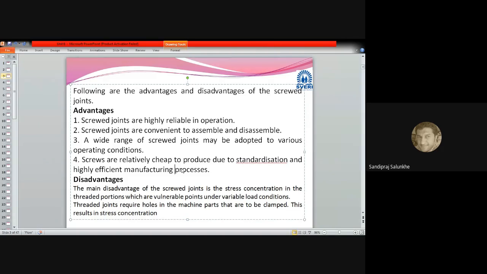That is the most important disadvantage of this threaded or bolted or screwed joint. Okay.